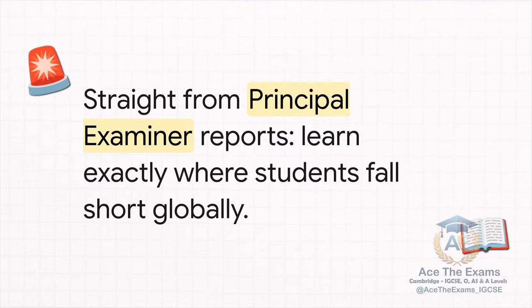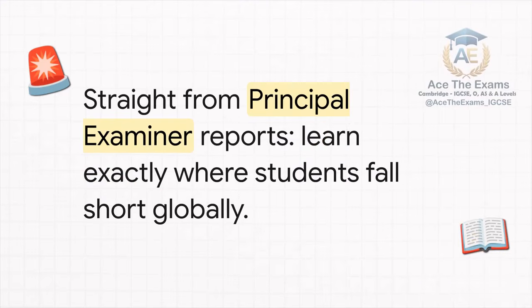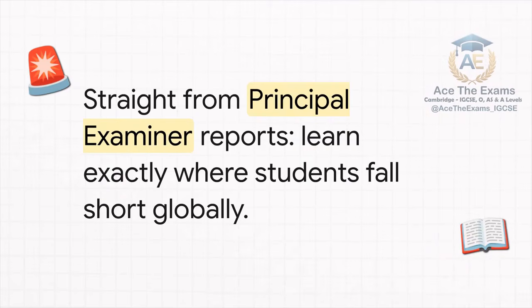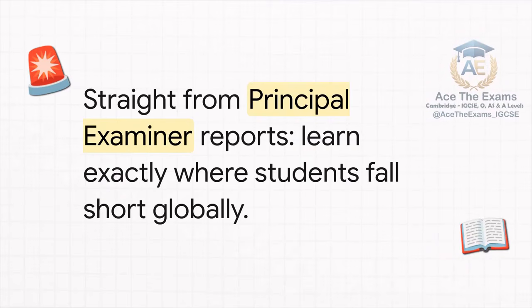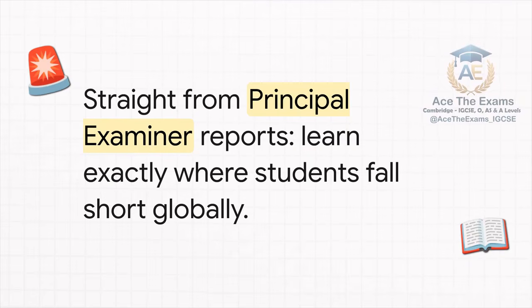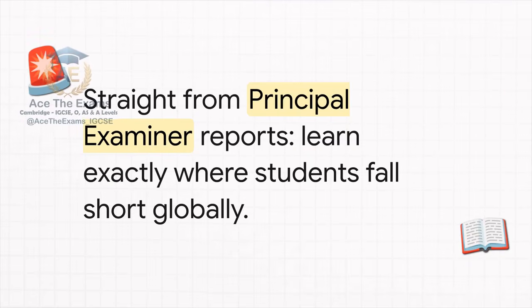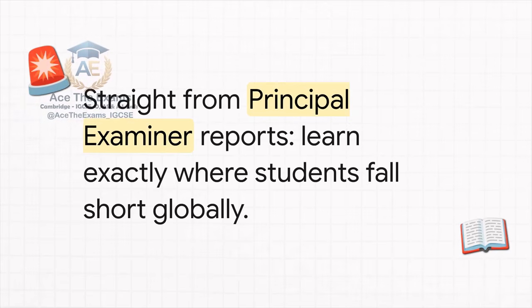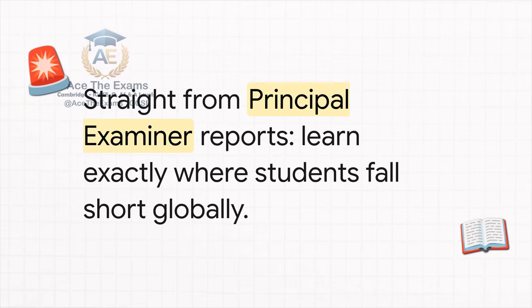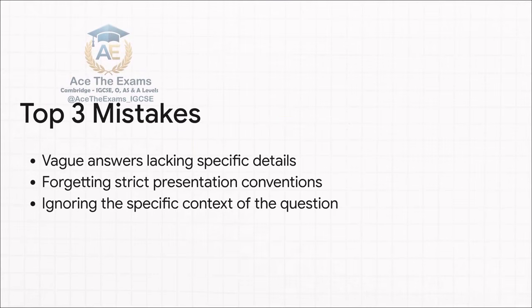To truly wrap our heads around this, we need to go straight to the source. Let's look directly at the principal examiner reports. These are the official, highly authoritative documents where Cambridge outlines exactly where students fell short globally. We're going to zero in on the top 3 warnings regarding why students absolutely hemorrhage marks, specifically on momentum and Newton's laws questions. Okay, so the examiners warn that, first of all, answers are often far too vague.